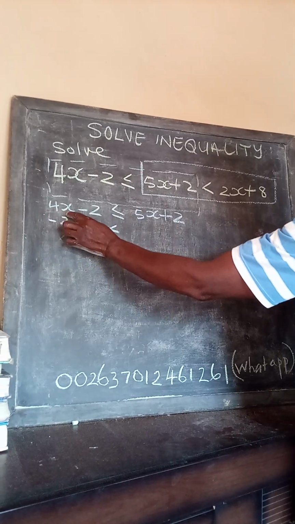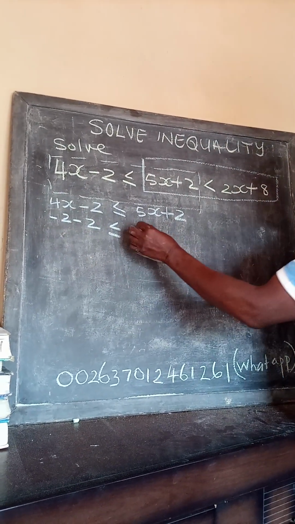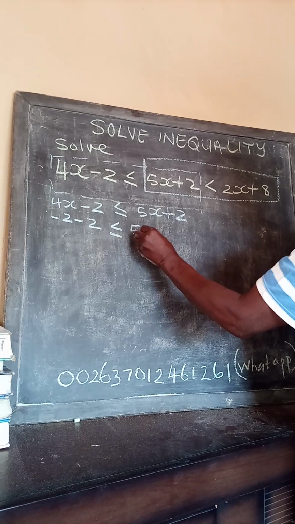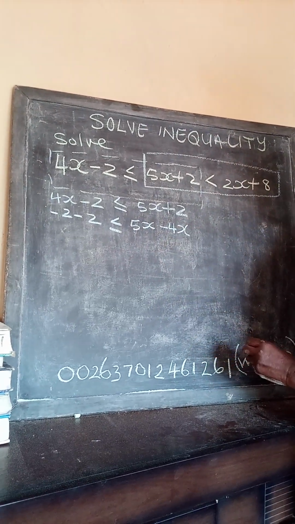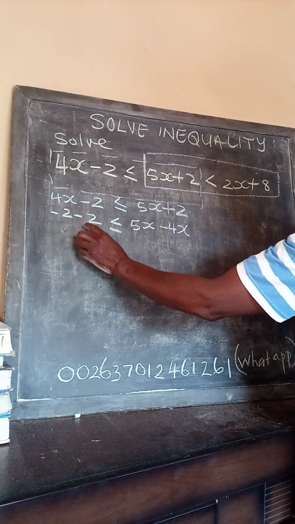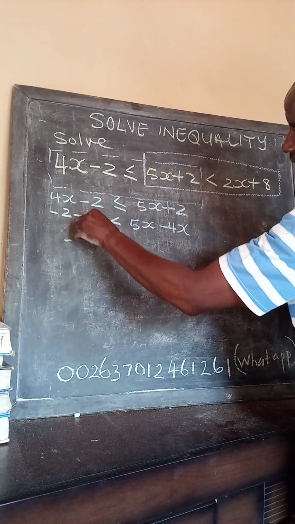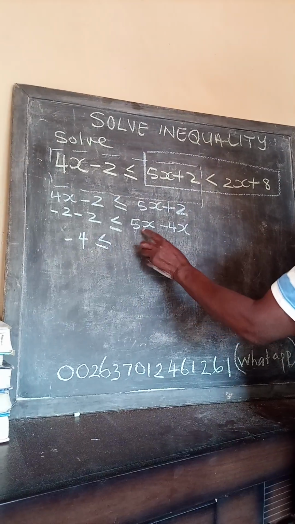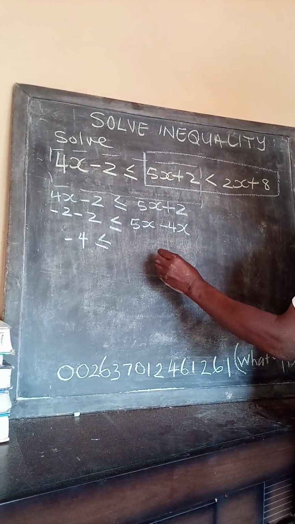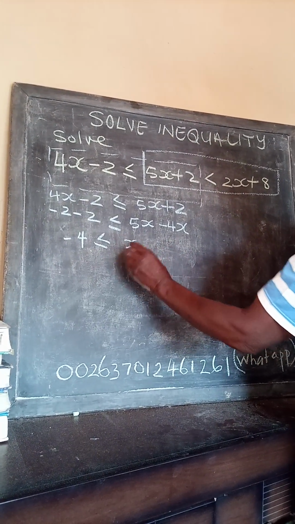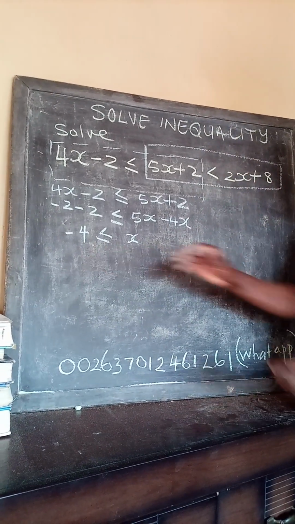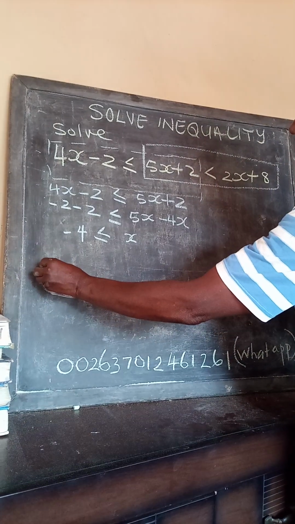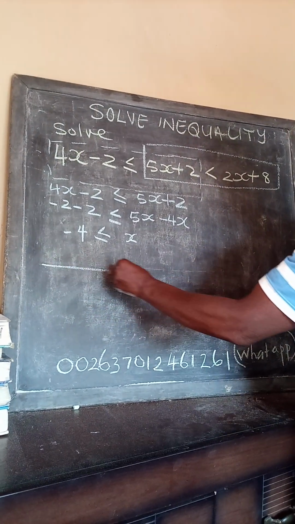Then I take this 4x to this side, and then it becomes negative. So it becomes here minus 4x. And then minus 2, then here I get minus 4, smaller than or equal to 5x minus 4x, then here I get x. So this is my solution. And then I represent this solution on the number line. So let's then get to the number line.